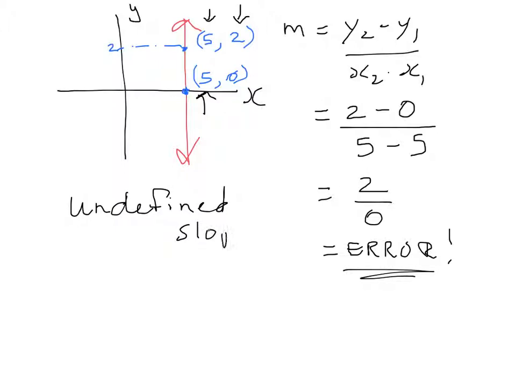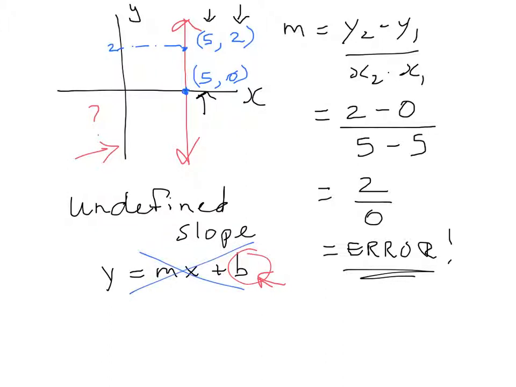Now, when we go to write our equation then, this doesn't make sense. What on earth would we possibly put in for the m? And honestly, if we look at this, what is the y-intercept? If I look at my graph, there is no y-intercept. It never crosses the y-axis. So this equation does not work for vertical lines.